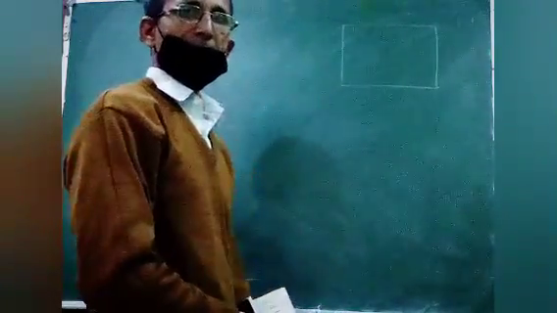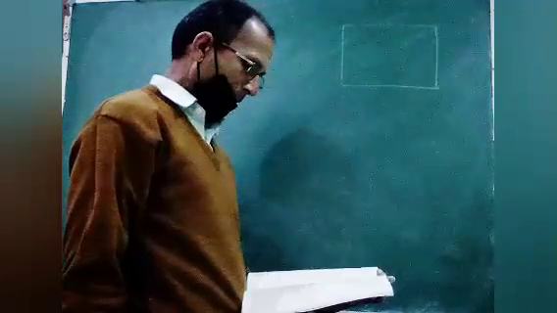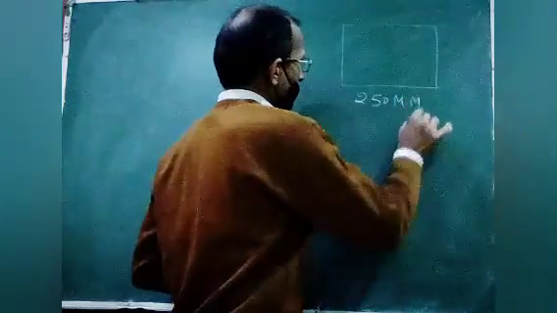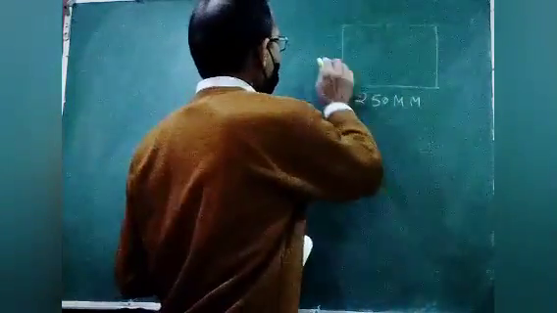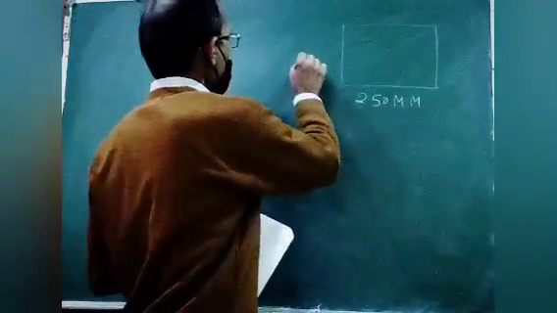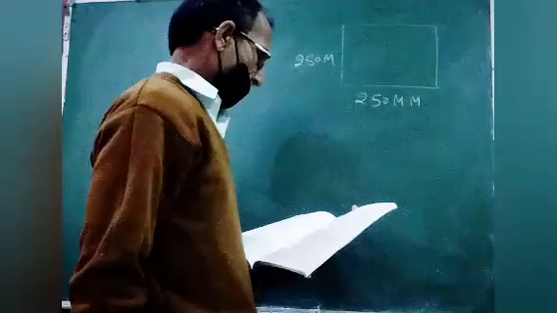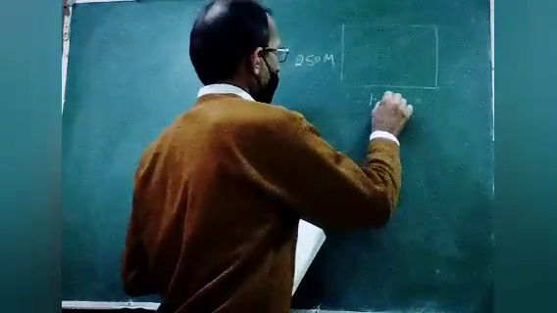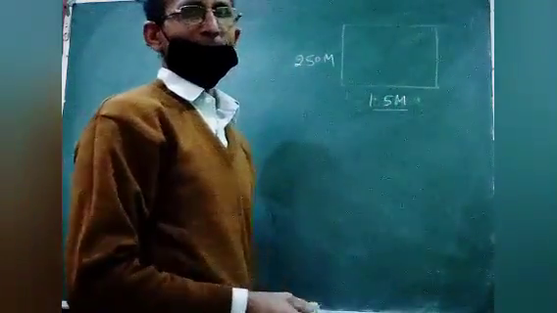Now see in this question, exercise 12.1. First, the sides of a rectangle are 250 millimeter. And this 250 millimeter will be the breadth and the length is 1.5 meter. So we have to find the perimeter.